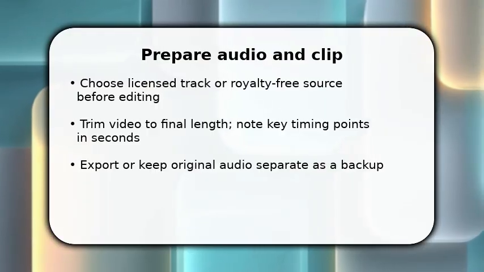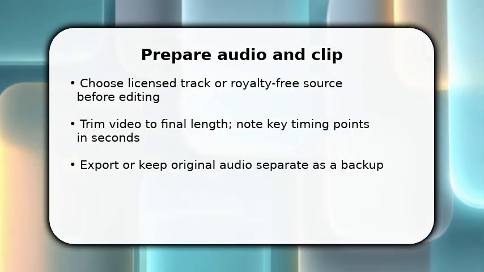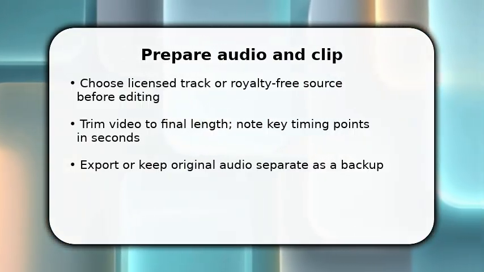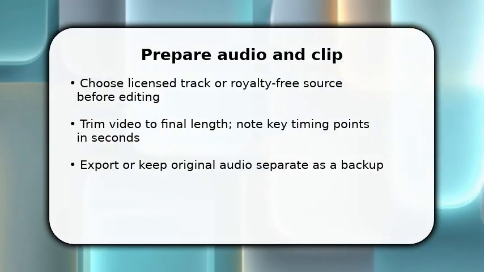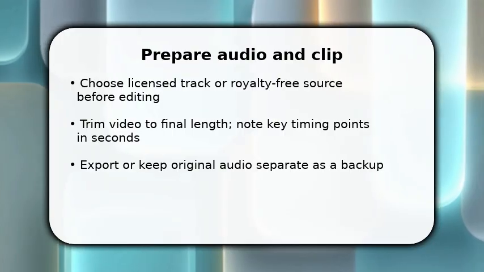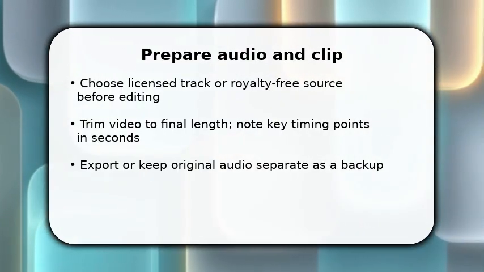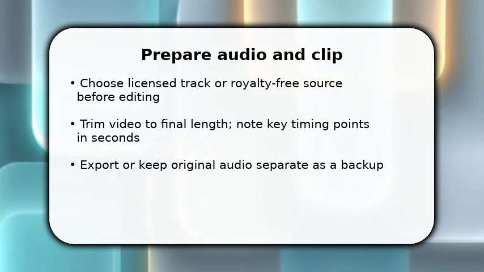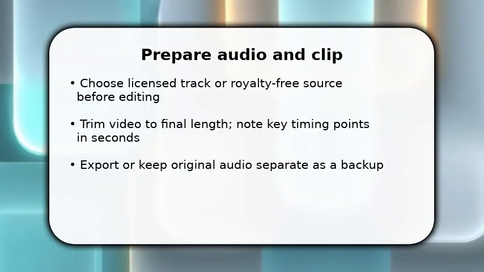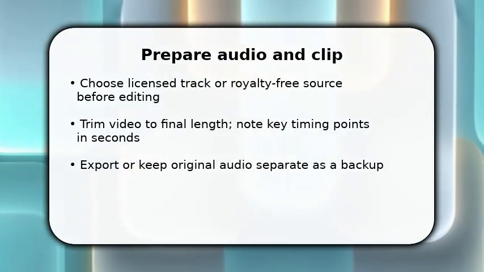You start by selecting a licensed or royalty-free track and trimming your video to the final runtime. This avoids last-minute sync problems. Once chosen, listen through the full music file and mark cue points in seconds where beats or transitions match your visuals. Make sure to mute or export the original camera audio if you plan to replace it, and keep a backup copy of both video and audio so you can revert quickly if levels or timing need adjustment.